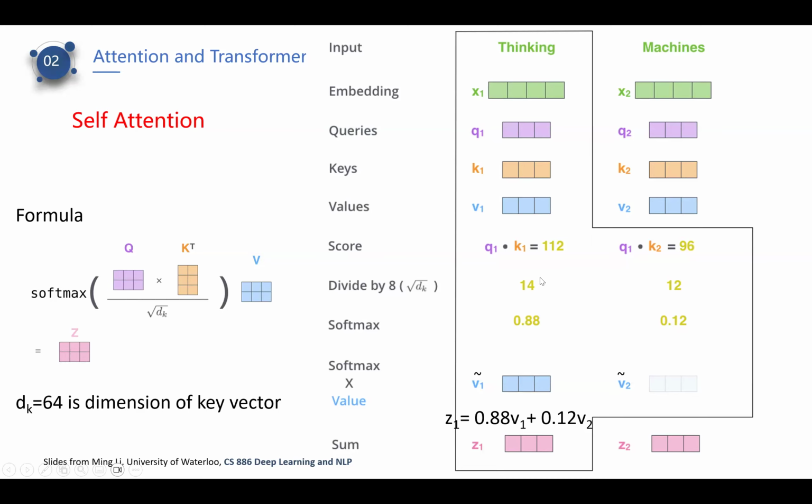And so from 112 will become 14, and then this will become 12. Then we apply softmax so that these add up to 1. And then the last step is that we'll compute the output, which will be 0.88 multiplied by V1 plus 0.12 multiplied by V2. So that's all these steps explained in this particular two-token example, the processing we are doing.